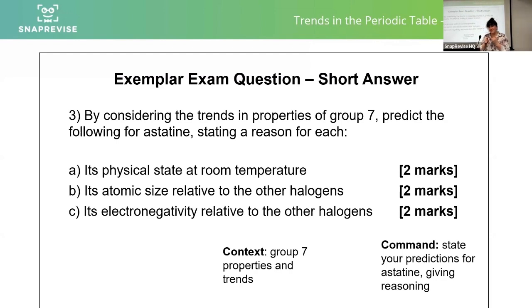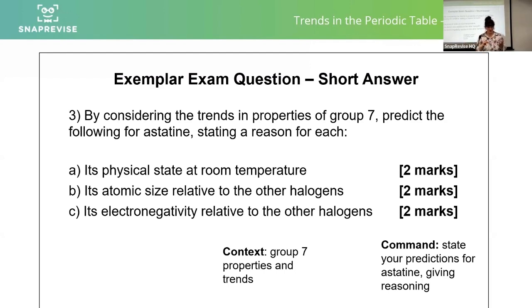Predict tells me, and hopefully should reassure me, that I shouldn't know this off by heart. The meaning of the command word predict, as we looked at before, is that you shouldn't know it, but you should use the information you're given to work it out. So predict the following for astatine. I don't need to know it, but I can work it out. I have been given the tools as an A-level chemist to work it out. State a reason for each. So give a short reason for each. They don't want long sentences because it's just said state, so a short reason for each answer.